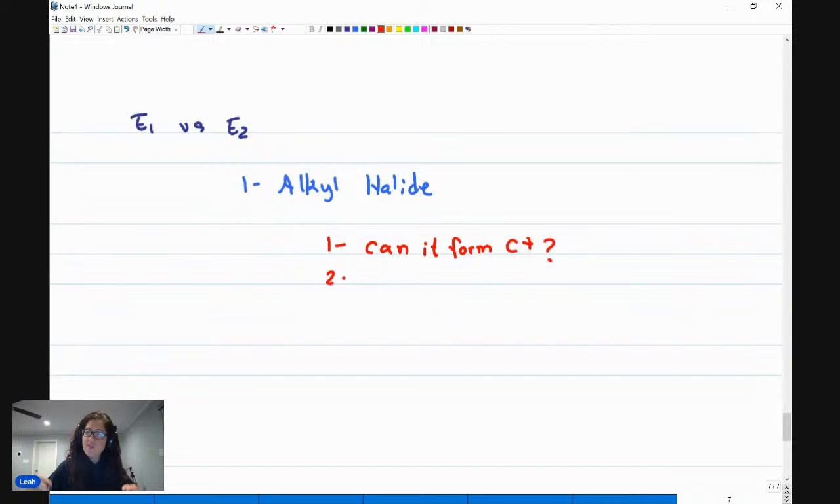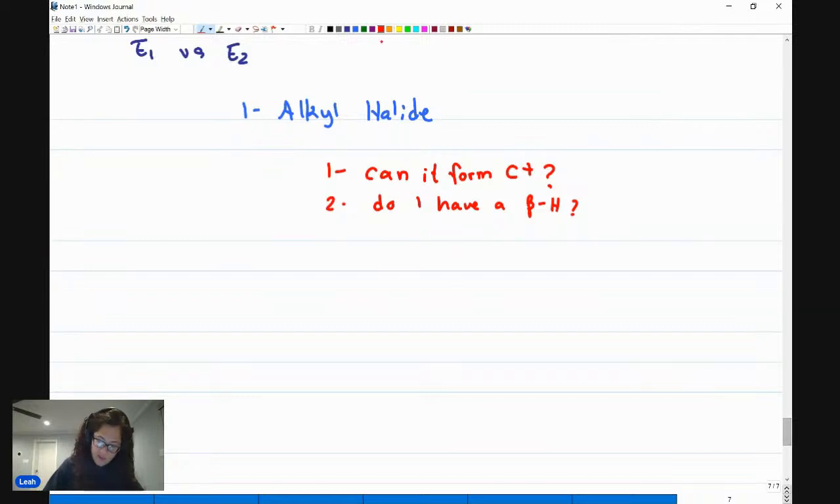And question 2 is not really distinguishing between E1 and E2. It's more about, can I even have an elimination reaction? And that question is, do I have a beta hydrogen? And if yes, which one is more stable? So let me clarify what I mean by do I have a beta hydrogen. If I give you a reaction where I have a CH3Br, and I have you react it with what we've seen already for E2 conditions, NaOH, in H2O, and heat.